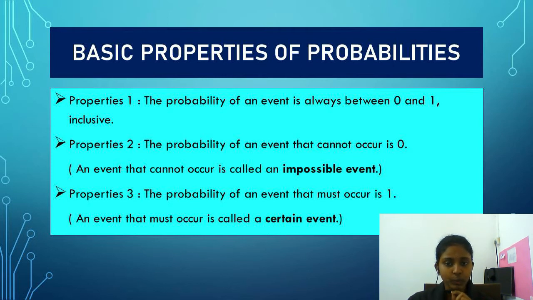Property 2: the probability of an event that cannot occur is 0. This is also called an impossible event because it is unlikely to occur. Property 3: the probability of an event that must occur is 1. An event that must occur is also called a certain event.